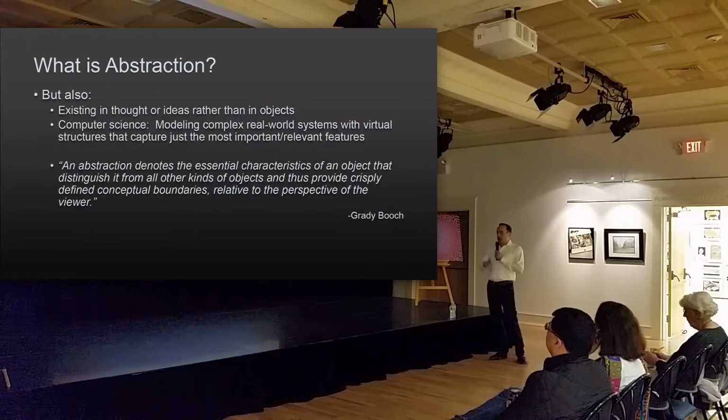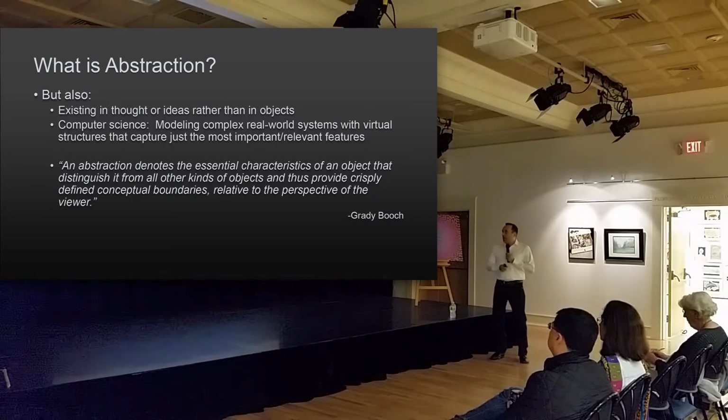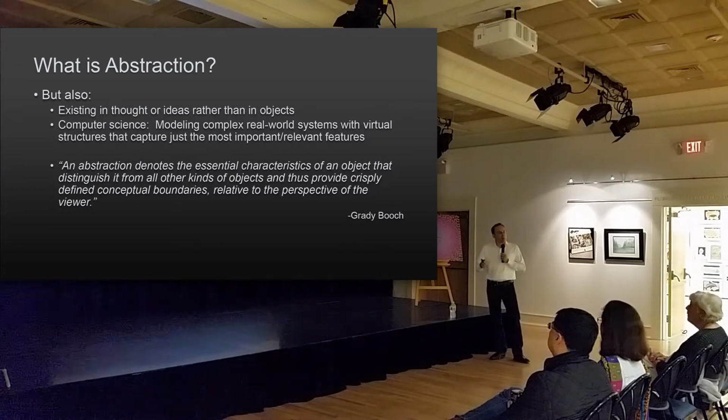But abstraction can also mean other types of things. Think of something as being abstract if it exists in thought or in ideas rather than in objects. And in computer science, which is sort of my previous background, a large part of what you do is coming up with the right abstractions for the system that you're going to build. And to the extent that you do a good job of coming up with the right abstractions, you're more likely to have a better piece of software at the end.